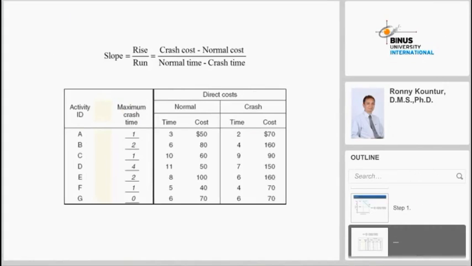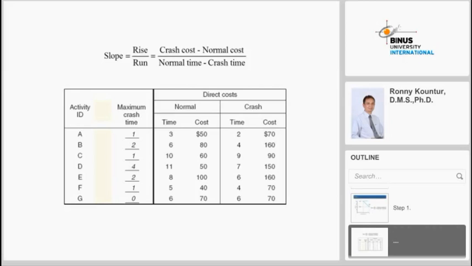The slope will be 70 minus 50, which is 20, divided by 3 minus 1, which is 1. So 20 over 1 is equal to 20. So activity A will have a slope of 20. You can see in the next table, activity A, the slope is 20.